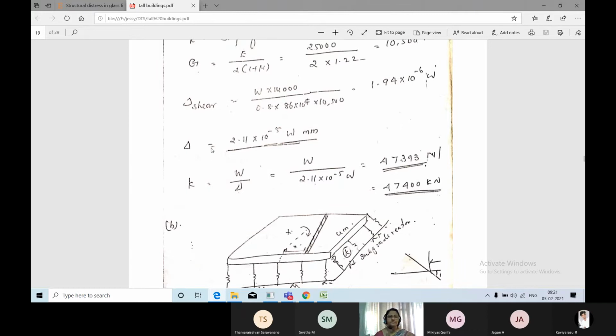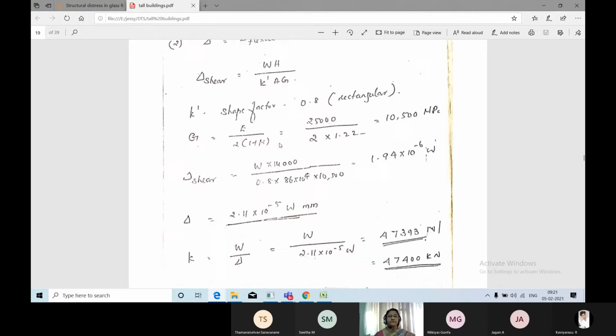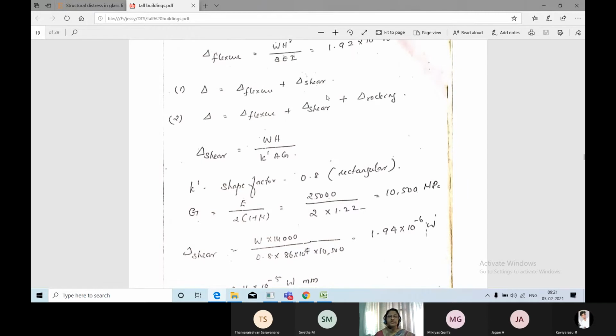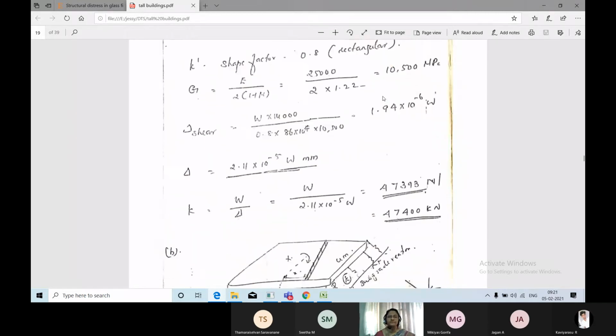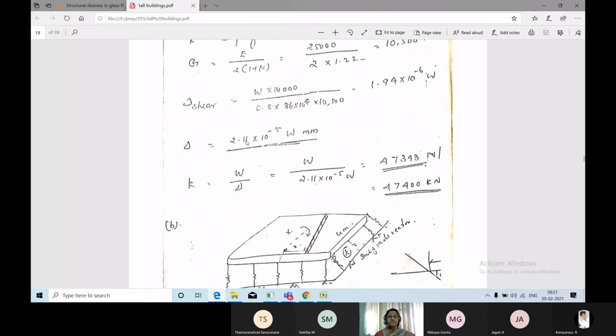So for the first case, your total delta will be the summation of delta flexure and delta shear. So 1.292 into 10 power minus 5 plus 1.94 into 10 power minus 6. Finally, delta you will be getting 2.11 into 10 power minus 5 W mm.